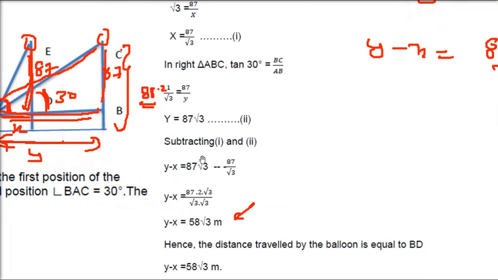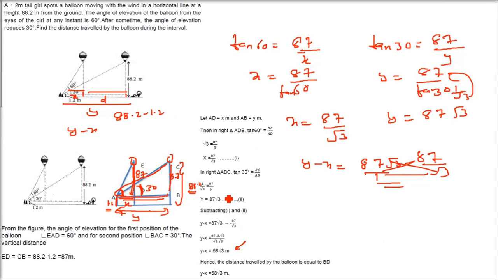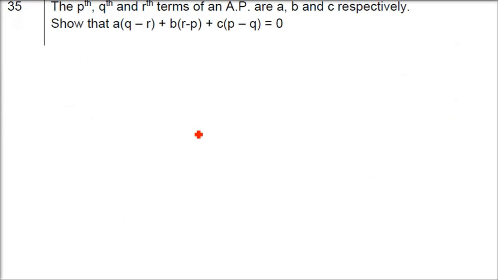I'll just show you, just expand it. This is the way you have to do it. 58 root 3. The concept I told you.